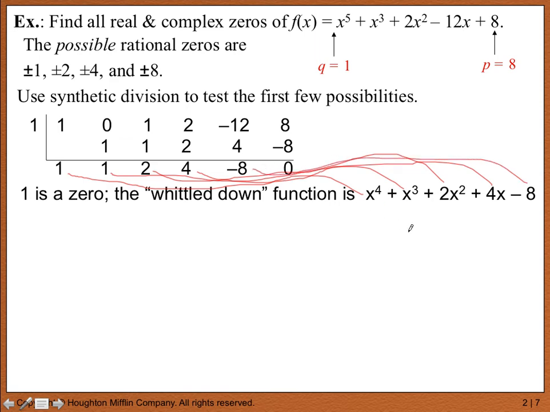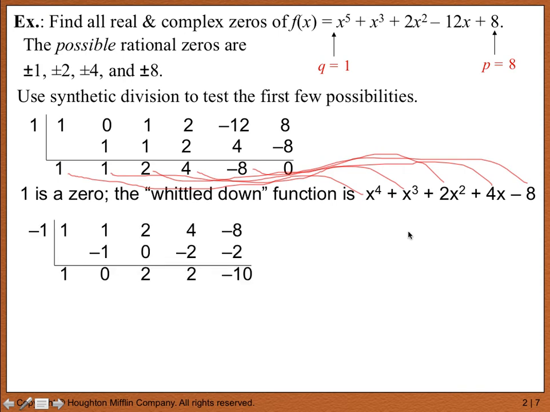Alright, so we have 1 as our zero, and we have the whittled down function. We are now going to use the whittled down function instead of the original function because it's going to save us time, fewer numbers. So now we're going to perform the synthetic division on the next thing that we'll test, which is negative 1. We already tested positive 1, found that it's a 0. Now let's test negative 1 because we know that it's in our list of possible rational zeros.